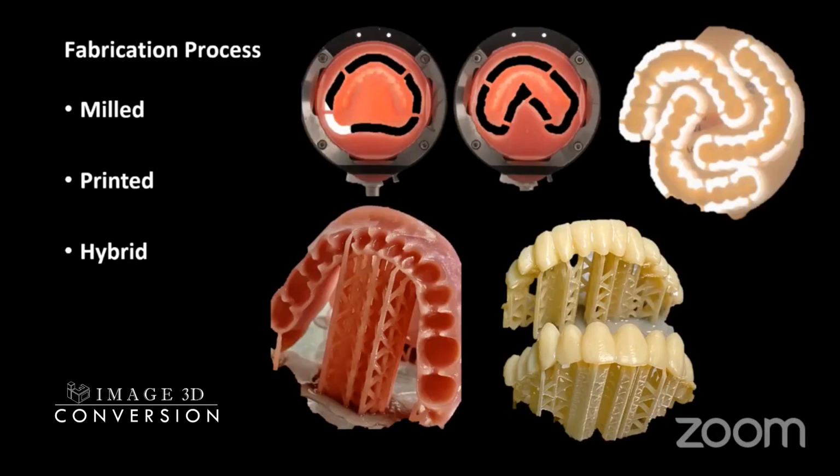So we can print the base and mill the teeth and join them together. That joining part is done in different ways. We can use cyanoacrylate resin or flowable composite resins also.